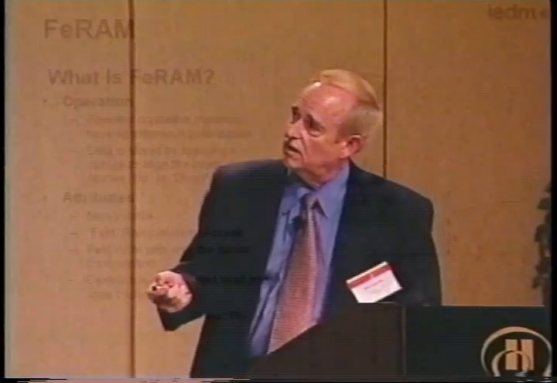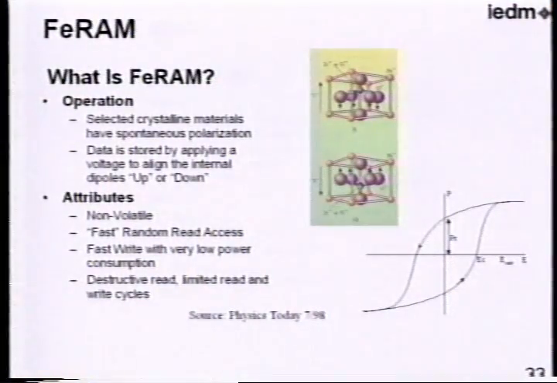So just looking at a couple of these, FRAM, for example, really is something like PZT or whatever, where you have a polarization effect. You polarize it, and the dipoles line up or down, and those are the states. Of course, one of the attributes of this is that it is non-volatile.